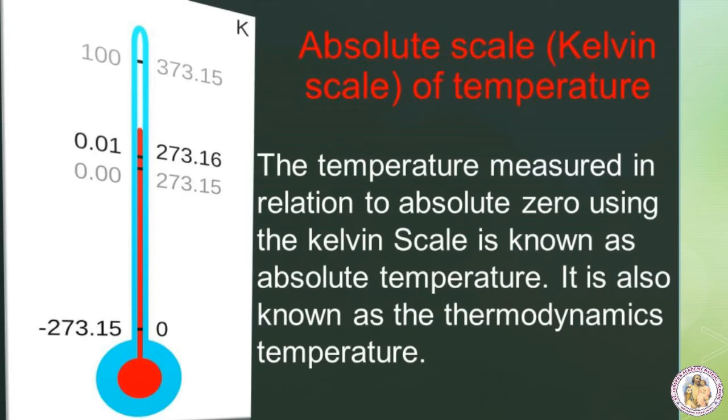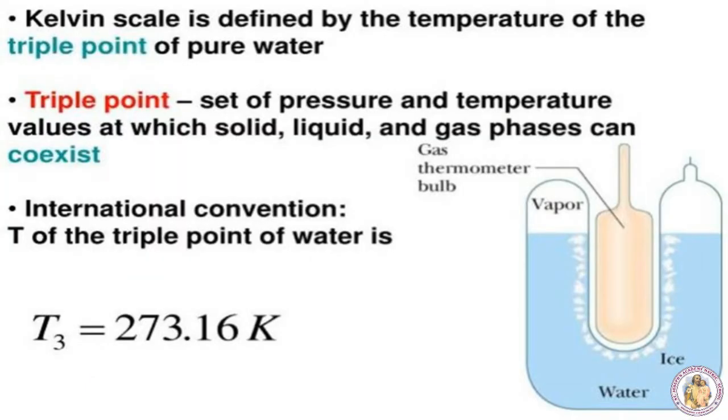So 0 Kelvin is the absolute scale of temperature of the body. The Kelvin scale is defined by the temperature of the triple point of pure water. Now what is the triple point? It is a set of pressure and temperature values at which solid, liquid and gas phases can coexist. This is called the triple point. Everything meets at one point, and that point is called the triple point.